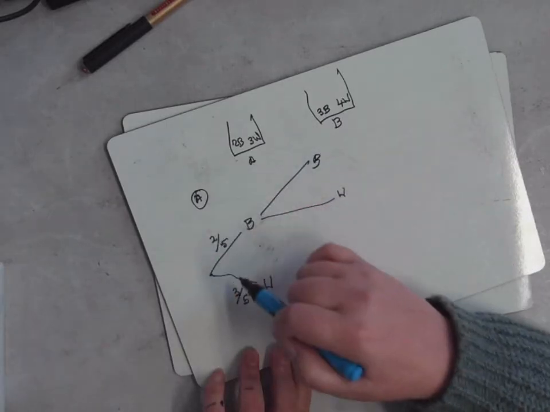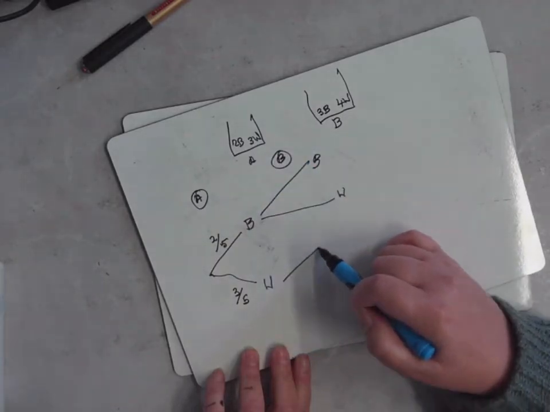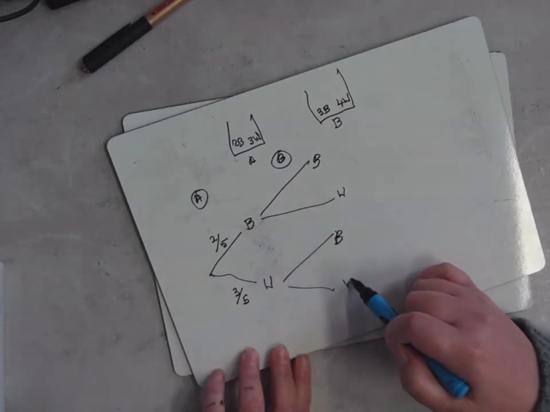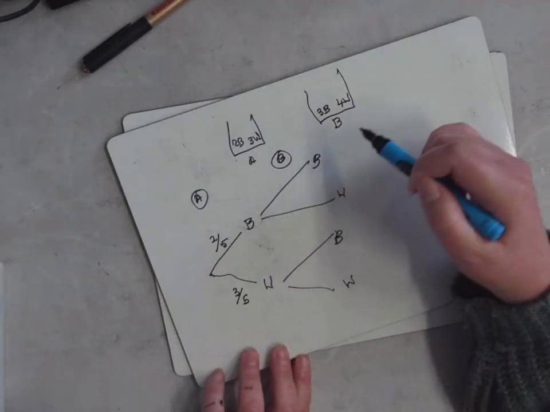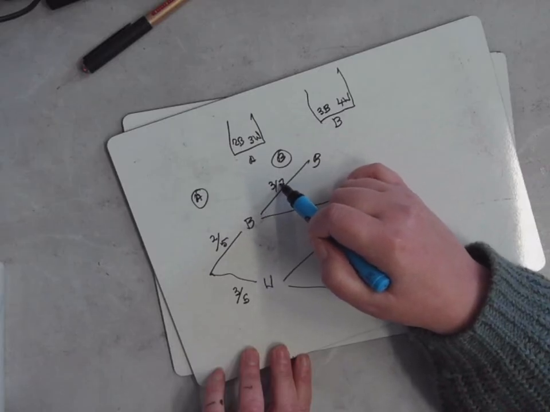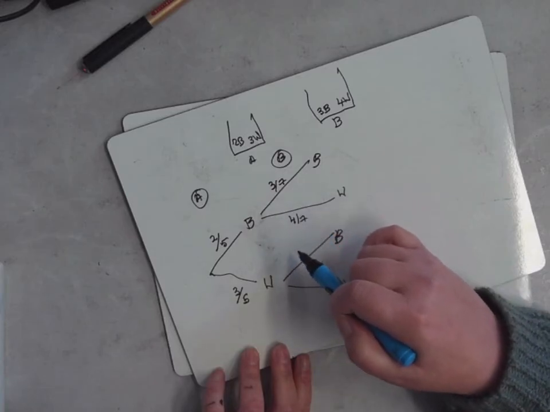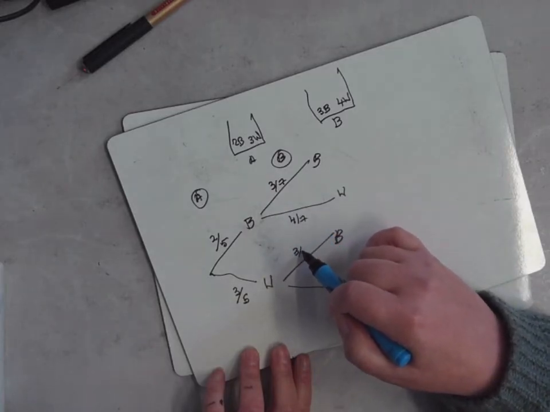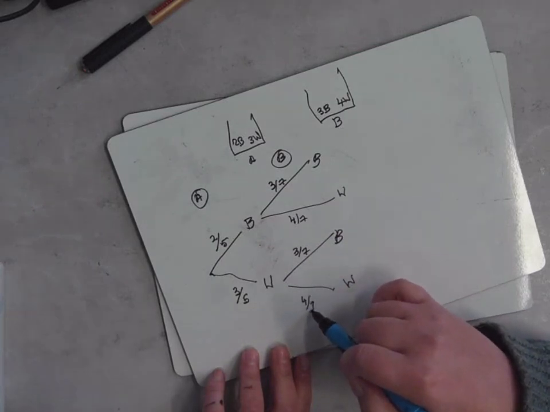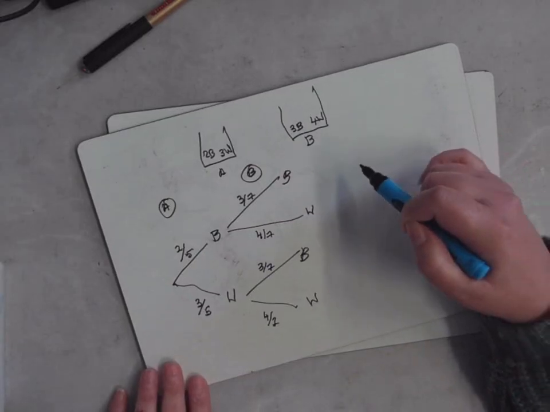So that's bag A, this is bag B. We go with blue and white again. This time the blue is a 3 out of 7 chance, and the white is 4 out of 7. And the blue is 3 out of 7, and the white is 4 out of 7. Okay, so then answer the questions.